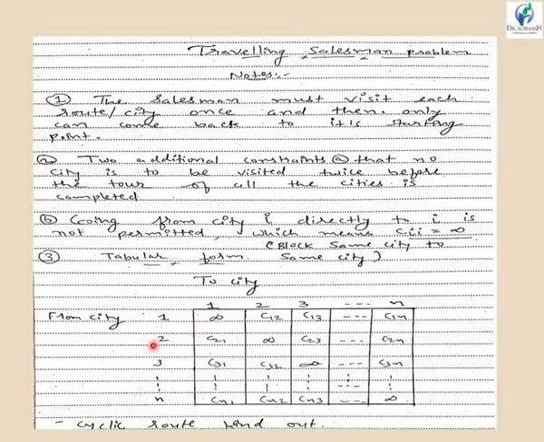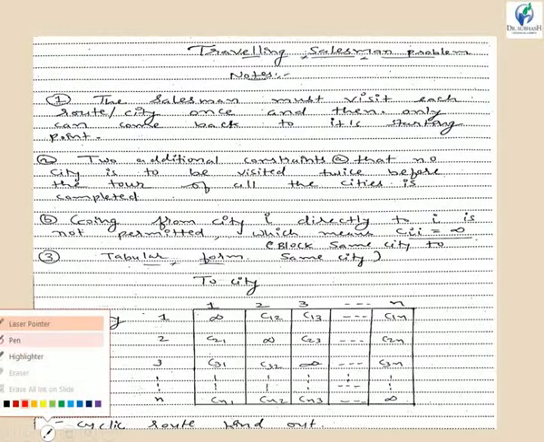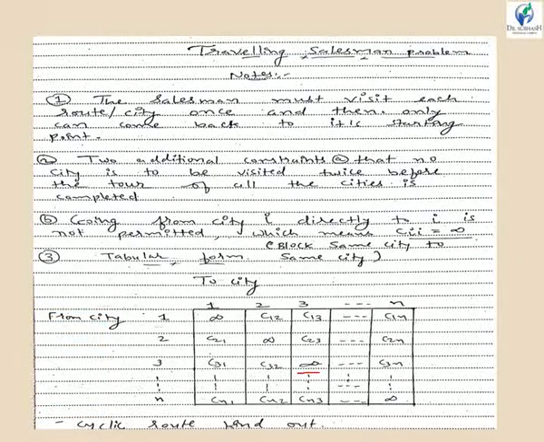There are columns for 'to city' and 'from city'. So from which city to which city the salesman has to travel, that is in this tabular form. And according to the second constraint, going from city i directly to i is not permitted. So blocking same city to same city. From 1 to 1 it is not permitted, from 2 to 2 it is not permitted, from 3 to 3 it is not permitted. So traveling from same city to same city is not allowed. So these are the 2 constraints that one must keep in mind. And cyclic route, you are supposed to find out the cyclic route. So this is all about general notes related to the traveling salesman problem.